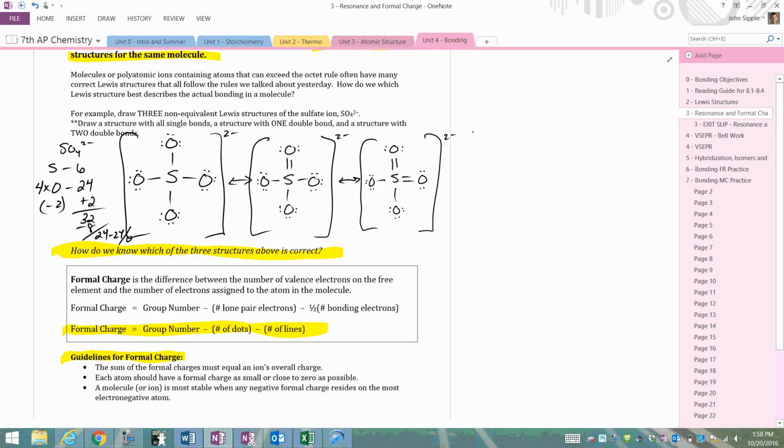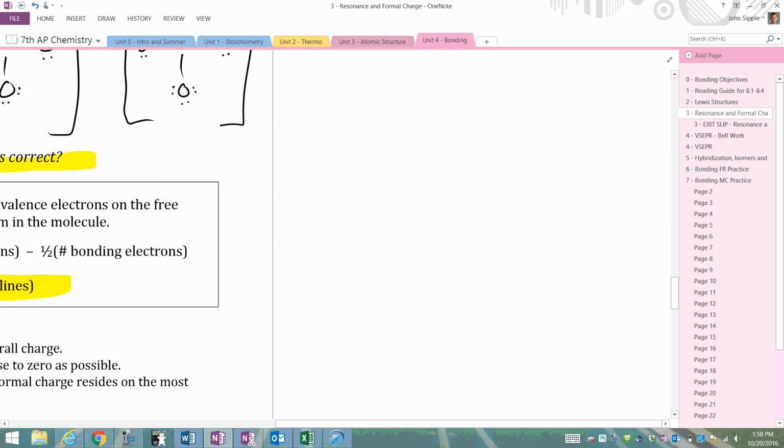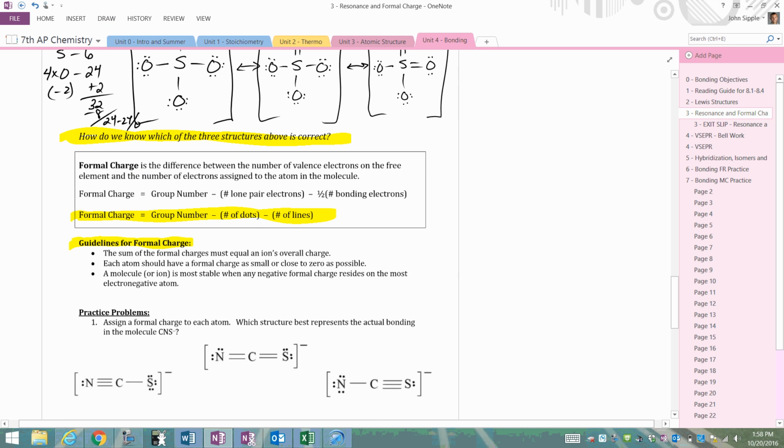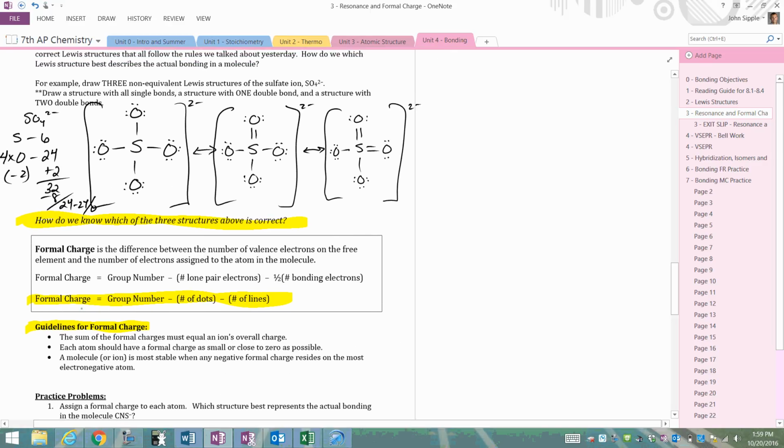Well, that's where we use formal charge to figure this out. We're going to take the group number that it is in, minus the number of dots that are around it, minus the number of lines that are bonded to it. So for example, I'm going to do the formal charge for sulfur here. Okay, so for sulfur, it's got a group number of 6, right?